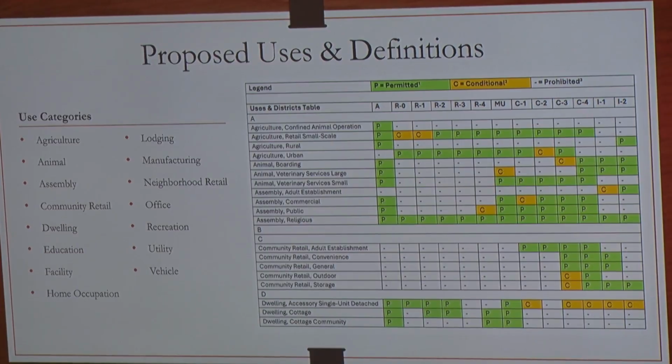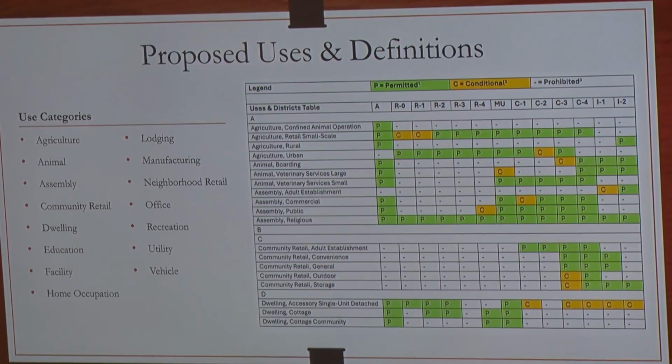If you look at, say, animal boarding, it's a permitted use in the agriculture district, conditional in the C3 district, and then permitted in C4, I1, and I2 districts. So if a developer comes in and they want to build the confined animal operation, if their property isn't in an agricultural district, they would not be allowed to build that.